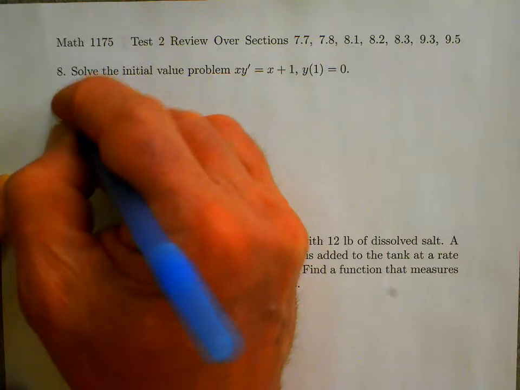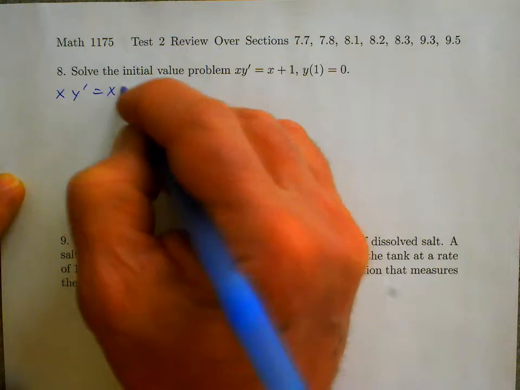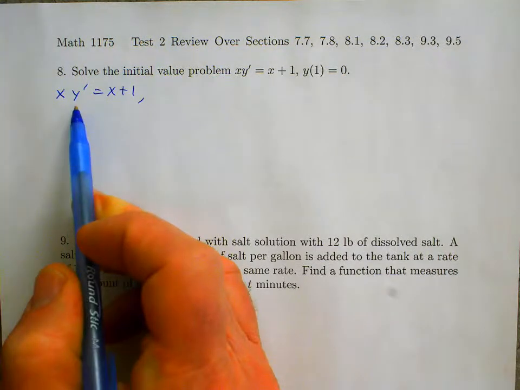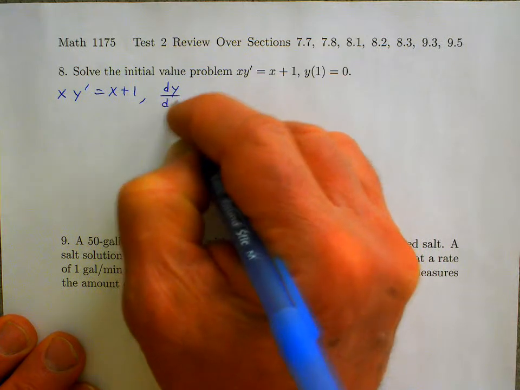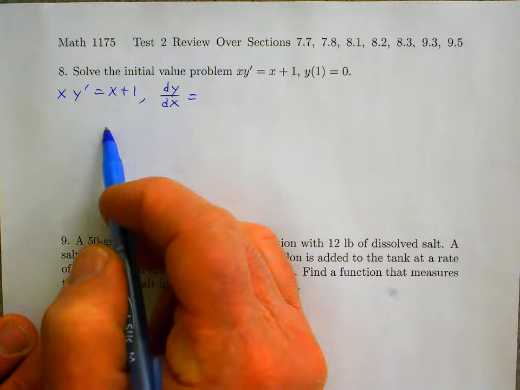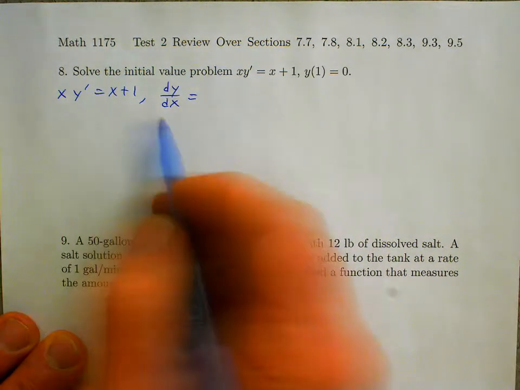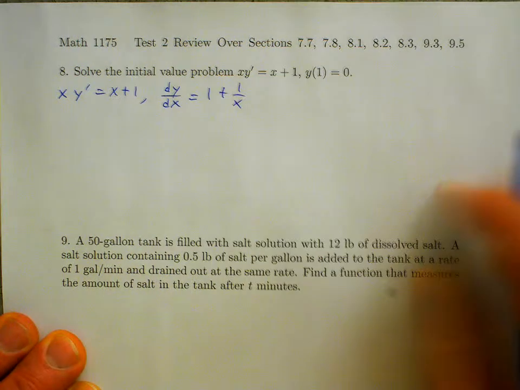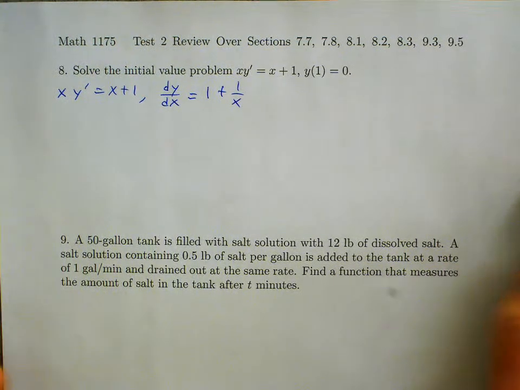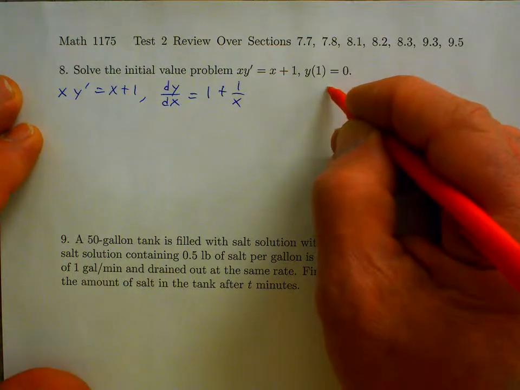Okay, I'm going to start by dividing both sides by x, and then I'm going to replace y prime with dy dx. And then x plus 1 divided by x, I'll write it as two separate terms. So x divided by x is 1, and then plus 1 over x. So we can separate this. This is separable.